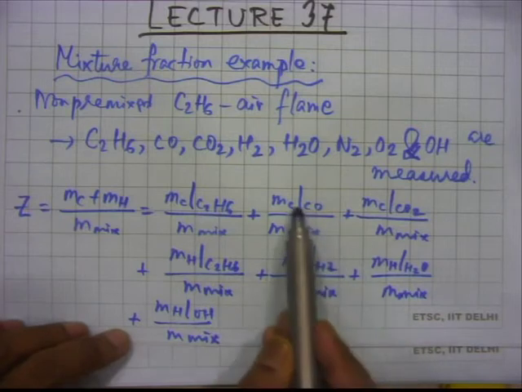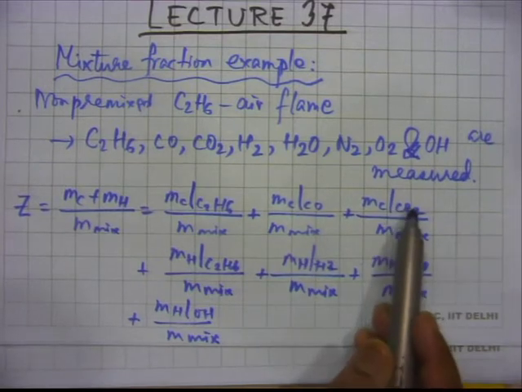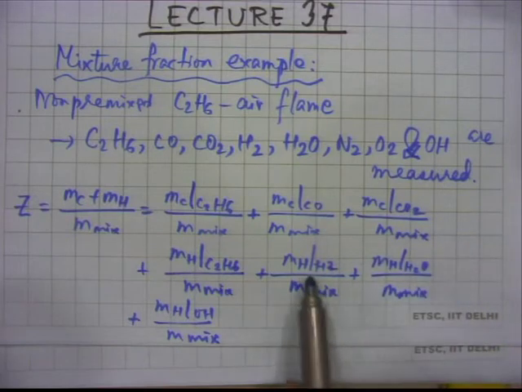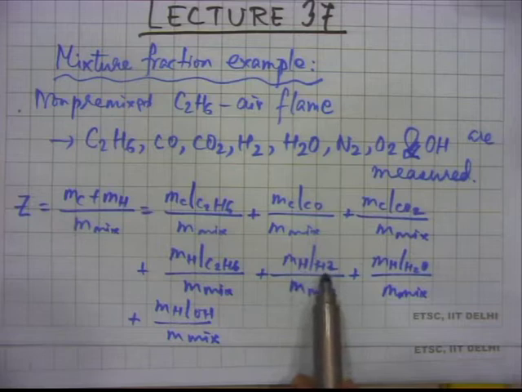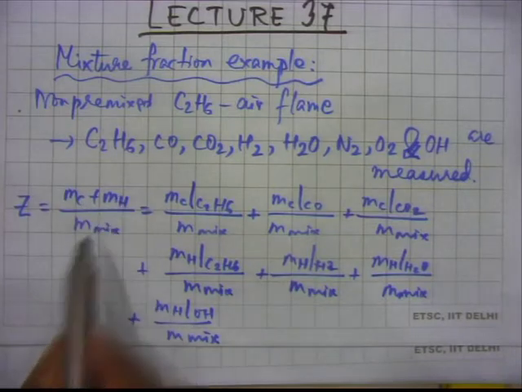Similarly, mass of carbon in CO will appear, and mass of hydrogen in CO of course will not appear, so that is gone. Mass of carbon in CO2 will appear, mass of hydrogen in CO2 will not appear. Mass of hydrogen in H2 will appear, mass of carbon in H2 will of course not appear. So like that, you can see that based on the species that we have, this tells you that if you add these terms, you should be able to get mass of carbon plus mass of hydrogen divided by mass of mixture.